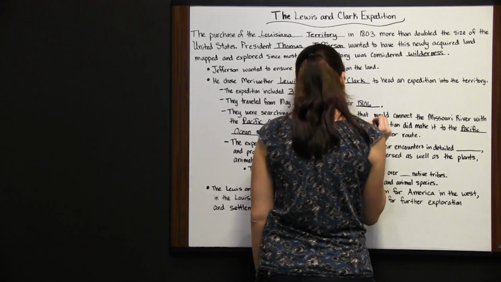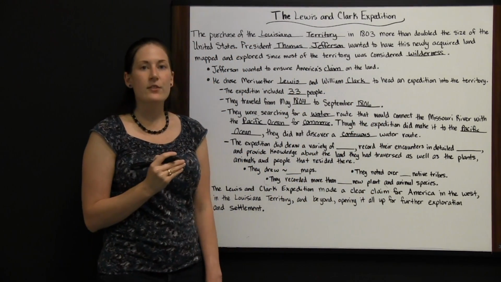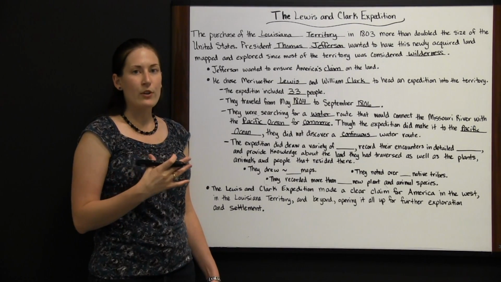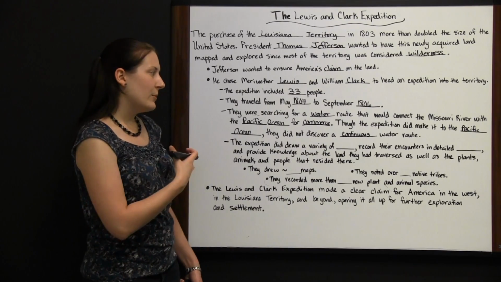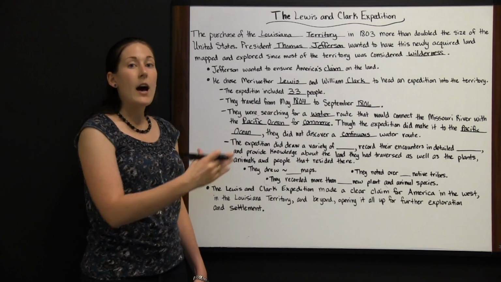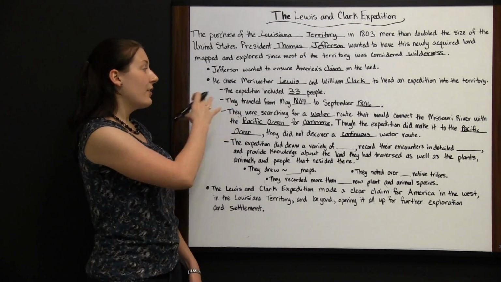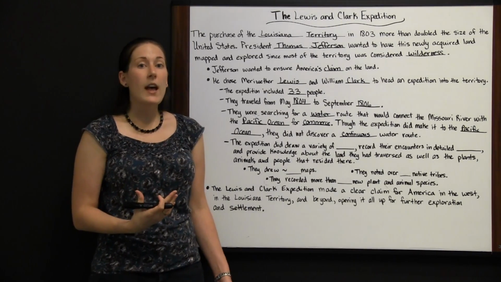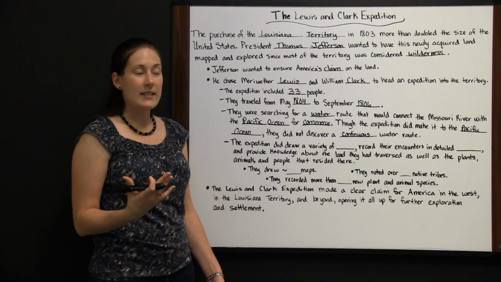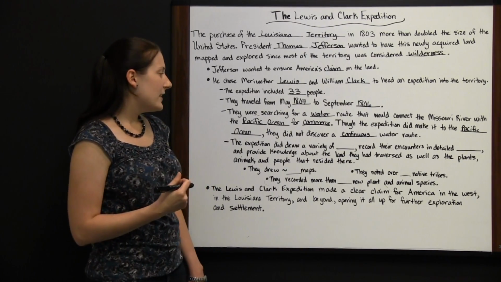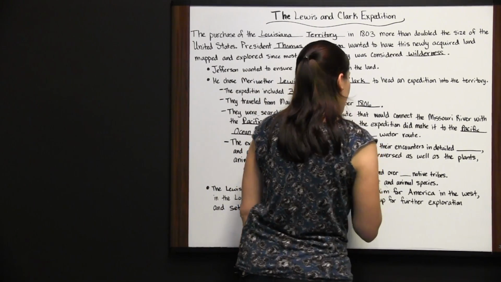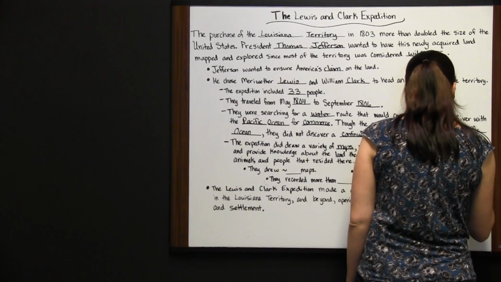So they could go a lot of the way on rivers, but there were the Rocky Mountains in the way and some other areas that cut off one water source from the next. So they weren't able to travel continually by water, but they did travel all the way from known American settlements up the Missouri River and some other rivers, and then across land until they reached the Pacific Ocean. And they'd gone further with mapping than any other Americans had gone. The expedition did draw a variety of maps. They recorded their encounters in detailed journals.